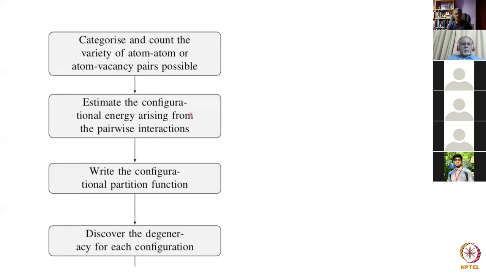You estimate the configurational energy, that means the enthalpy term if we are working with Gibbs free energy and the internal energy term if you are working with Helmholtz free energy. Then you write a configurational partition function, basically telling you how the particles are distributed along the different kinds of energies and the degeneracies of those energy levels. Discover the degeneracy for each configuration.